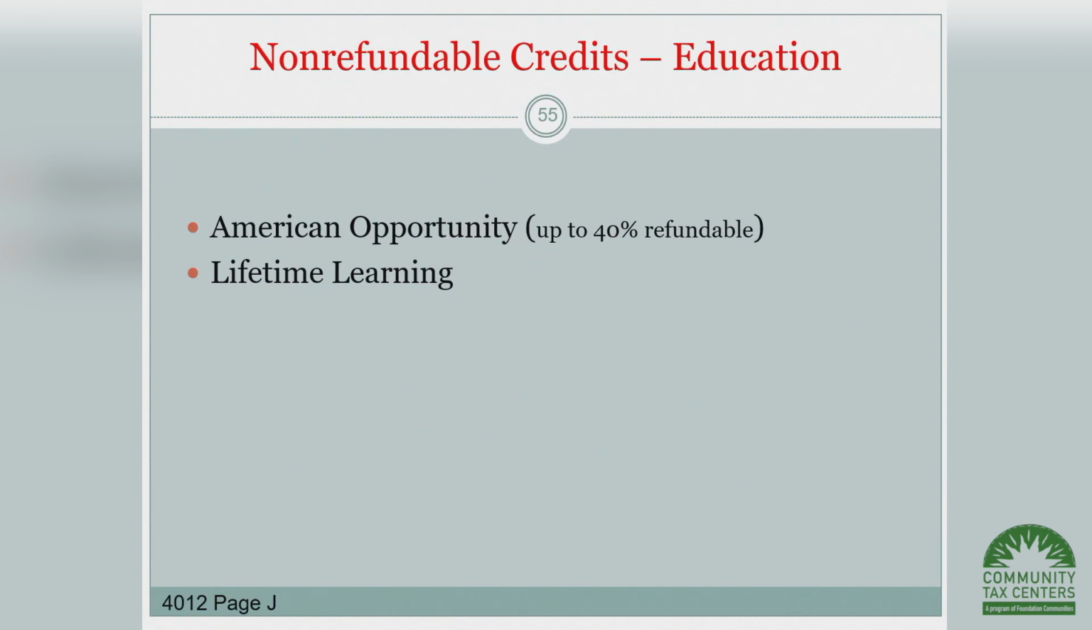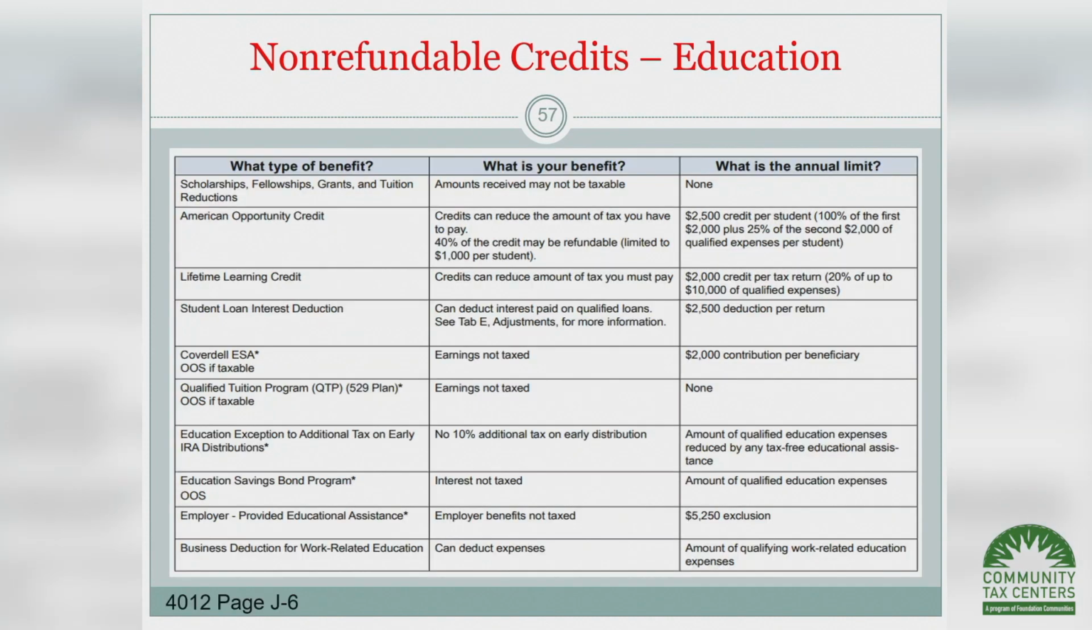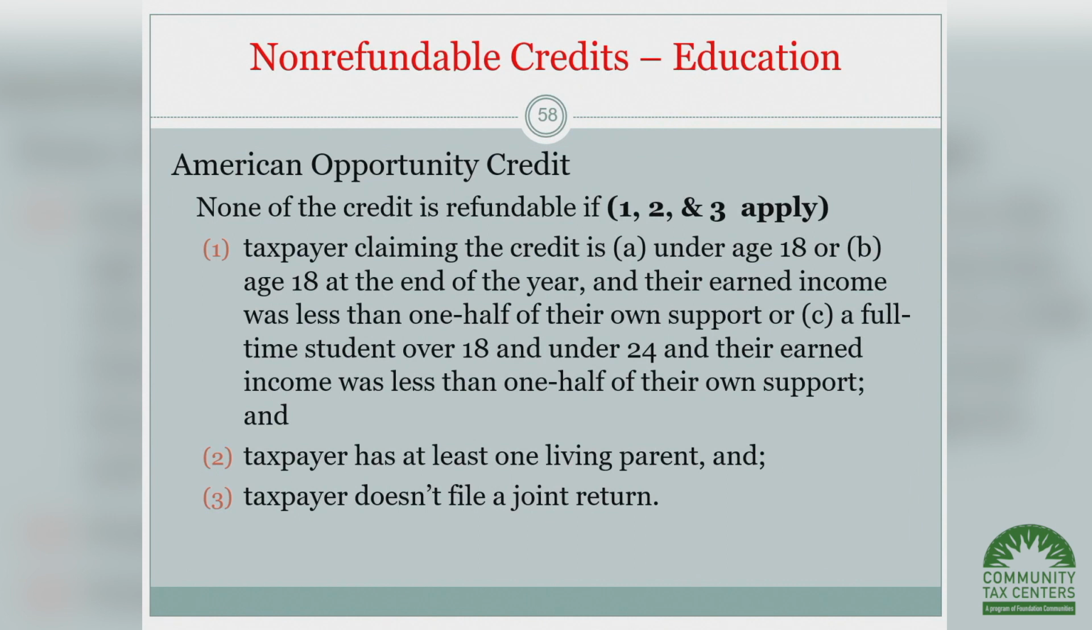One of the qualifiers is up to like 24, so if you're a non-traditional student, you don't qualify for American Opportunity. I think it was like over 18 and under 24. So do you not qualify for American Opportunity if you're a non-traditional student? That's correct. You might still get it, but it won't be refundable. Okay.